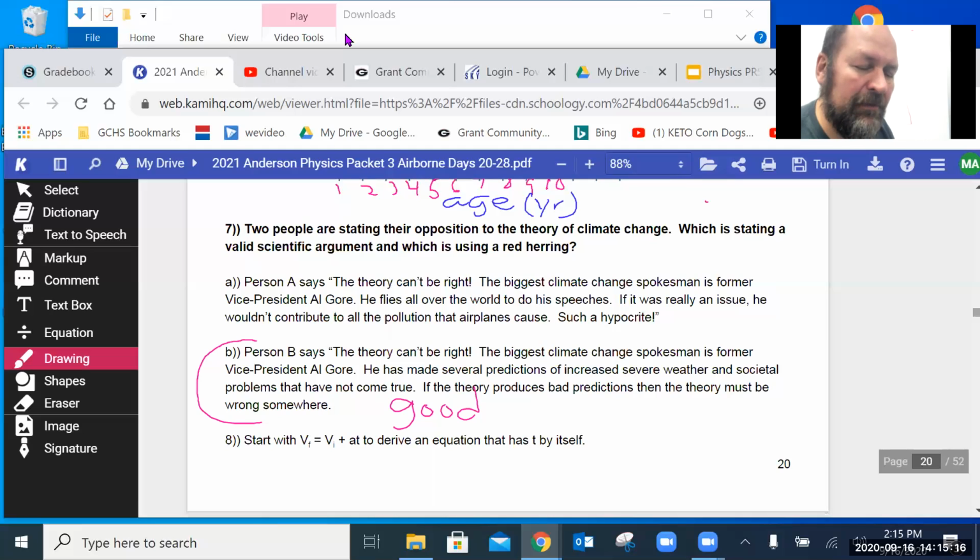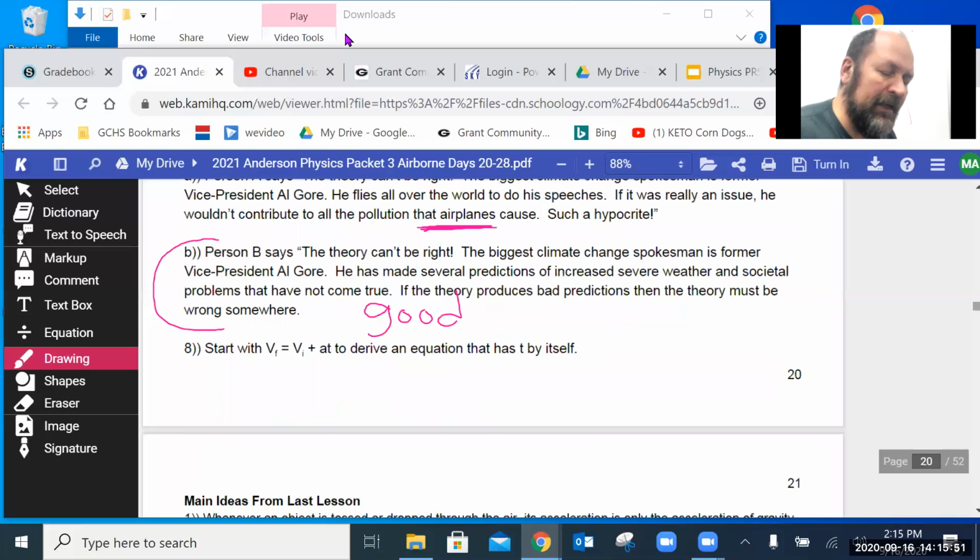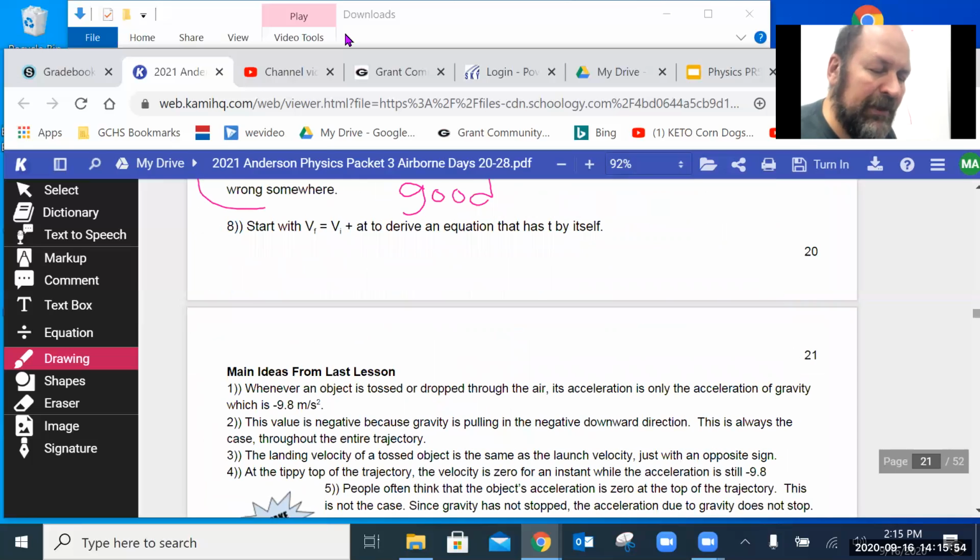Okay, letter A though, that is a red herring because whether or not Mr. Gore uses airplanes does not make the data that he presents as being good, valid data or not. And so that is why that's a red herring. Some people get very upset when they see other people being hypocrites. And so that is a very emotional issue, and that would be an extra reason to call this a red herring.